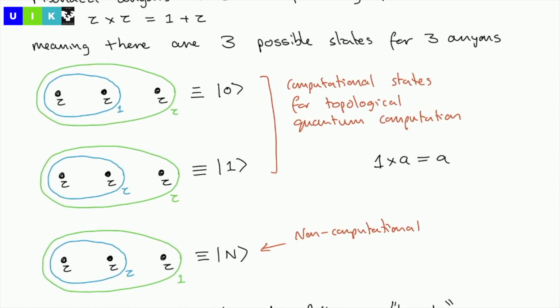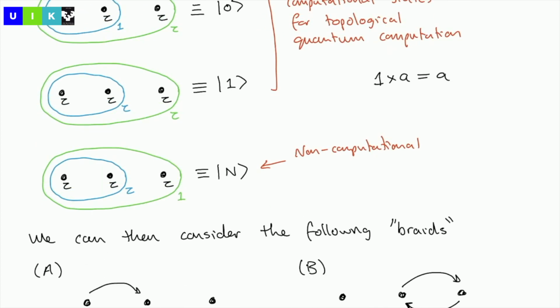And in connection with topological quantum computation, these are given particular names: 0, 1, and n. The reason for this is that 0 and 1 turn out to be the 2 levels of a qubit. Just as Pedram was calling them 0, 1, and 2, we have the same kind of notation here for these states 0, 1. And n here just means it's non-computational.